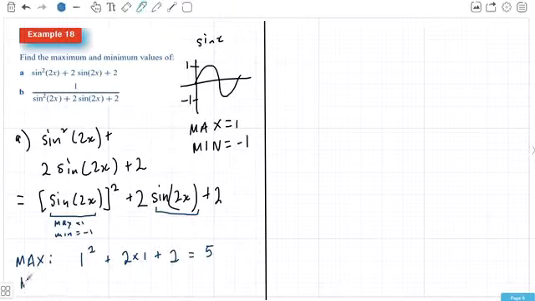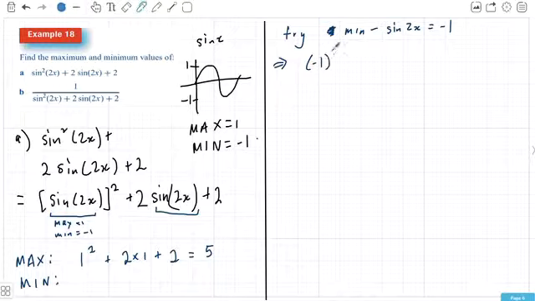And similarly, let's try for our minimum. Now it's worth doing two things here. It's worth trying the negative 1 and also the 0, just because when you're squaring, remember that if you square a negative number, it can become positive. So let's try saying that our minimum for sine of 2x is negative 1. So I'm going to put that in. So let's have negative 1 squared plus 2 times, and sine of 2x is negative 1, plus 2, which gives us this squared is positive 1, minus 2, plus 2, which gives us 1.